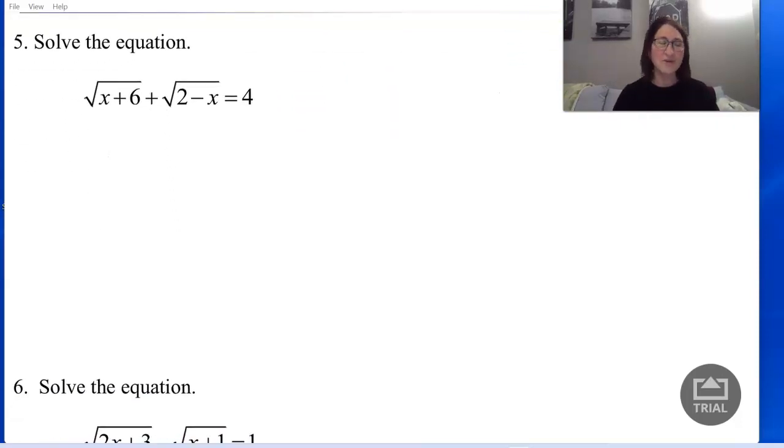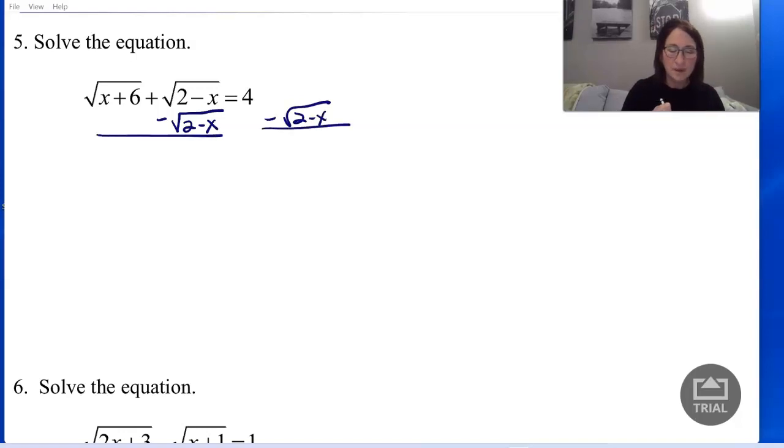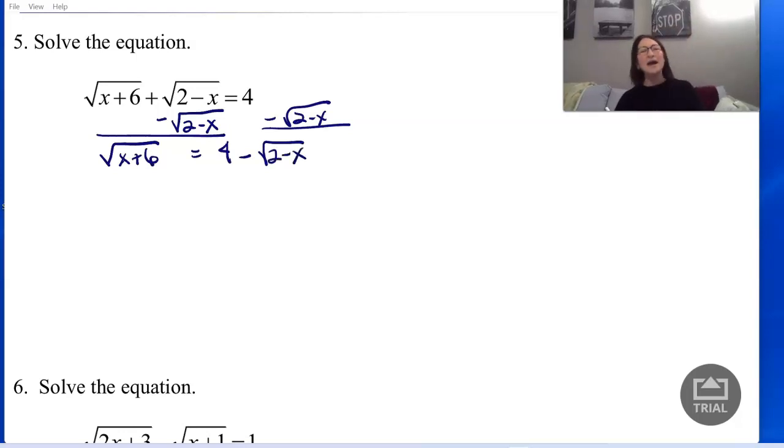first thing I'm going to do, I need to isolate one of the radicals. So I'm going to do that by subtracting the square root of 2 minus x from both sides. So then I'm left with the square root of x plus 6 equals 4 minus the square root of 2 minus x. So I have my radical on the left that is all by itself. Nothing added, subtracted, or multiplied by it.